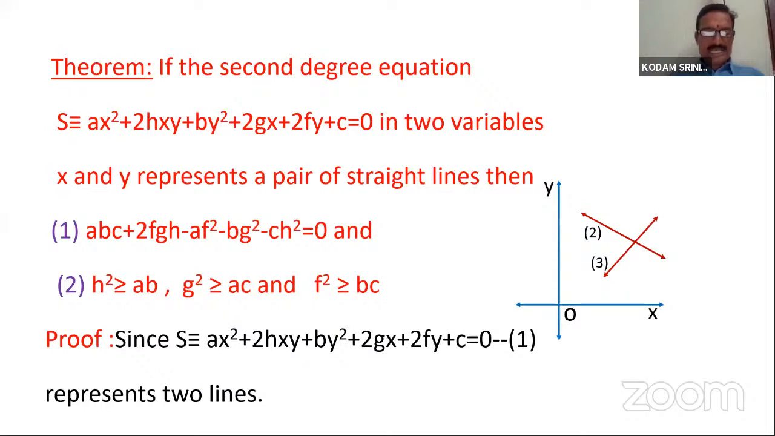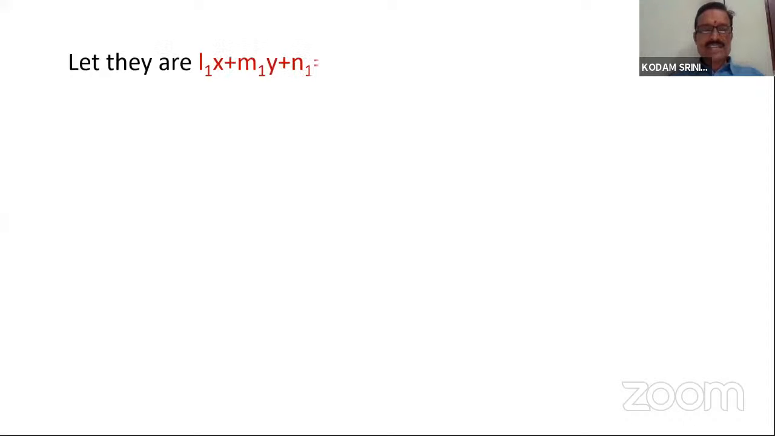Here, given that S equal to 0, let us call this the first equation. Let us assume that S equal to 0 represents two straight lines. Let them be L1x plus M1y plus N1 equal to 0 and L2x plus M2y plus N2 equal to 0. We have taken the two individual straight lines which represent the given equation.